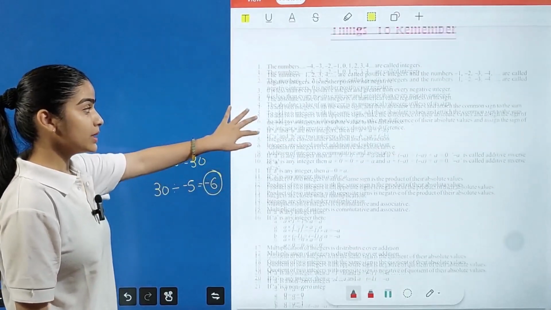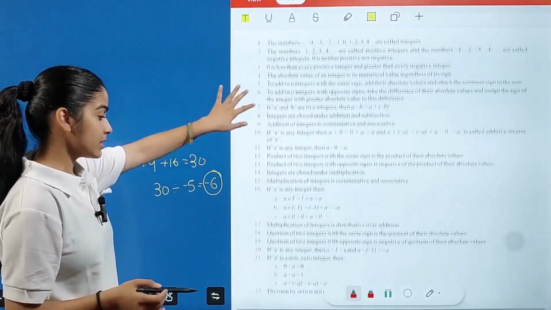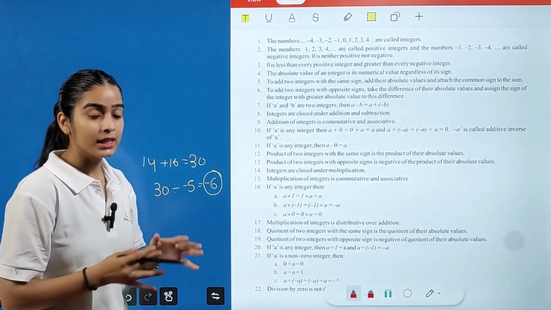In the end, these are the things you have to keep in your mind, the combined form of what we learned in this chapter.